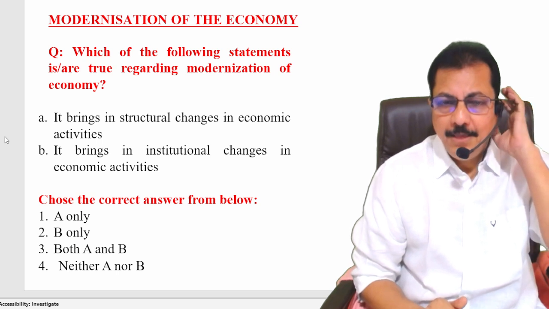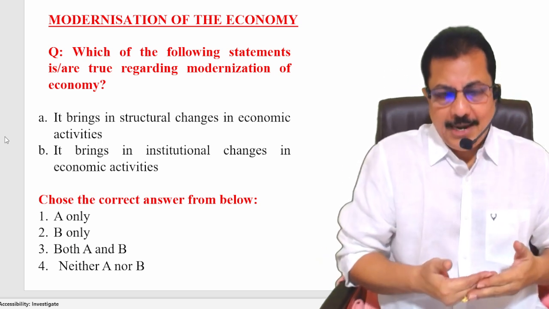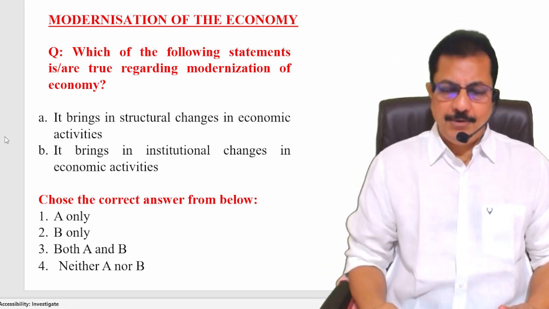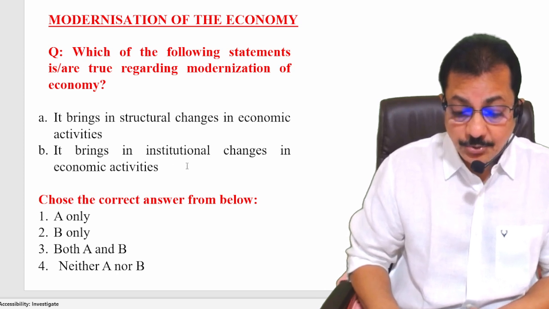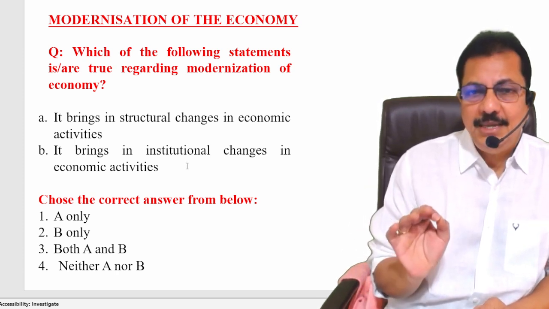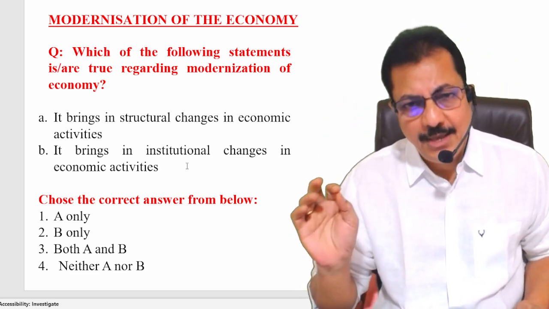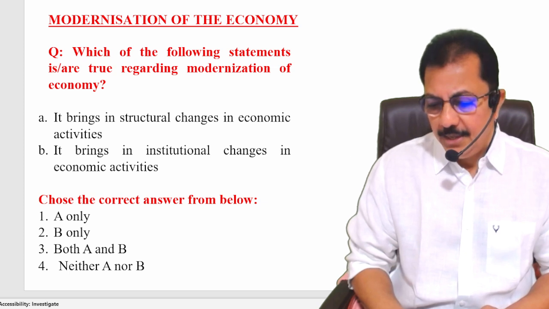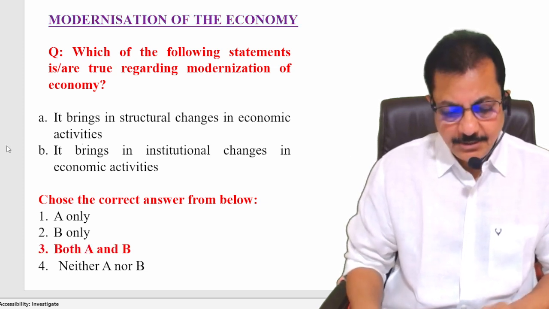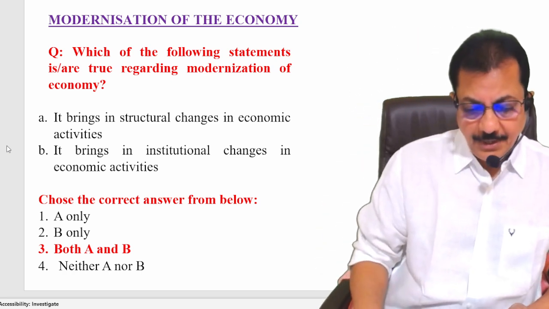Am I clear? But in order to take the decision, government has to come out with a policy, and the technicalities must be implemented by the respective technical people in the government. That is called institutional change. Is that okay? So modernization will bring in both structural as well as institutional changes in the economy, in the economic activities. Right? Hope you are getting this. So our answer is option 3. Both A and B are correct.